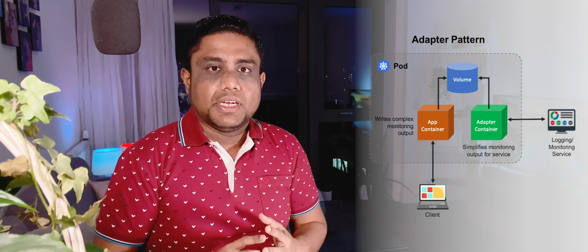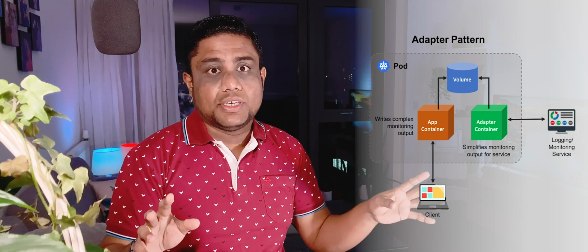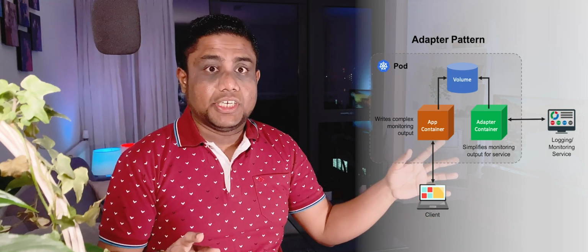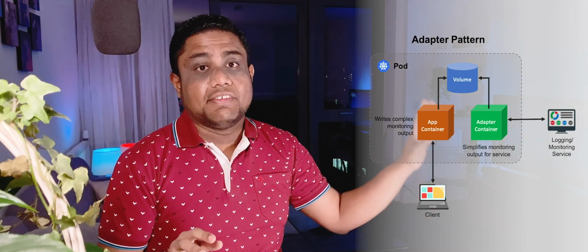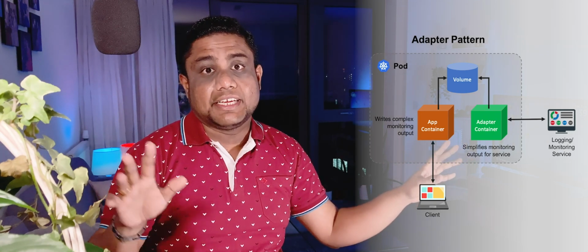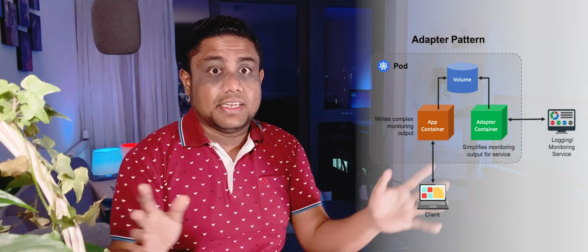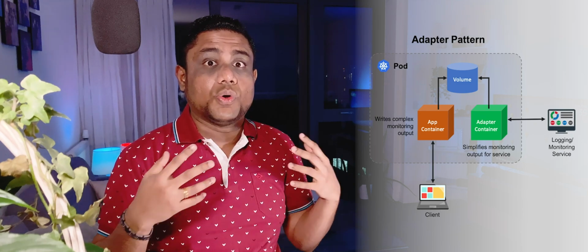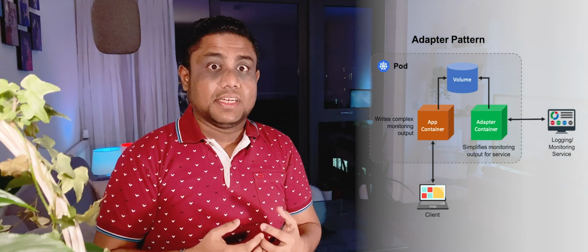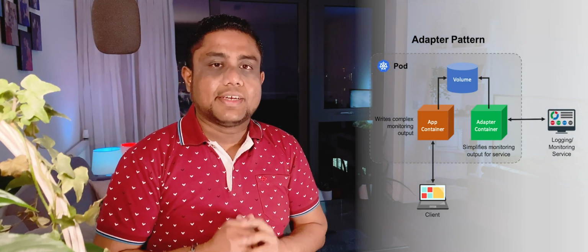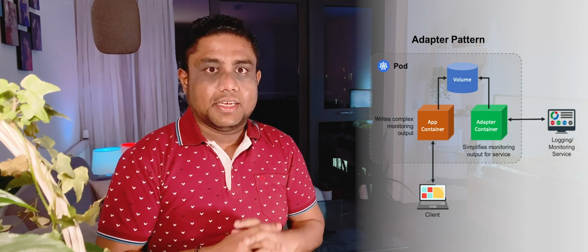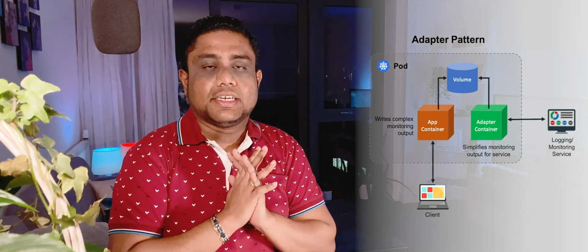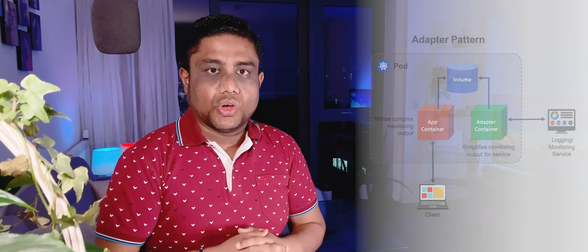Another example is if you have Ruby and Node.js applications, where one application is writing the logs in a different format, and the other is writing in another format, and for the centralized logging server, you want to have it standardized in between. In that case, you can have this logic written in the adapter container and then do that aggregation and send it into the centralized log server.